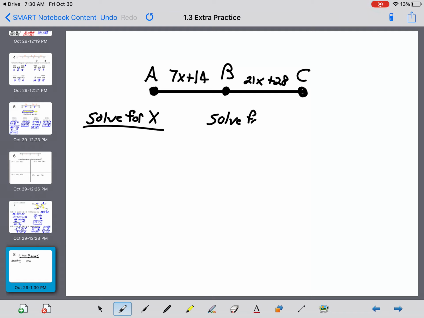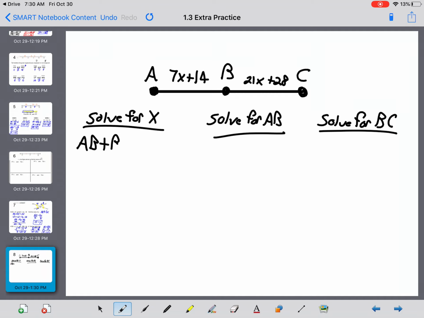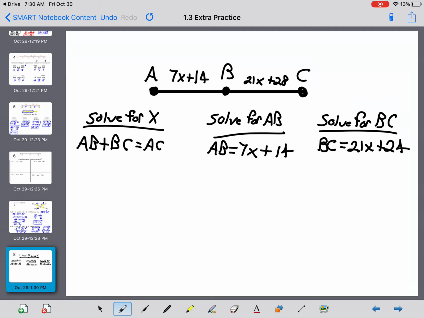Then you're going to solve for AB. Then you're going to solve for BC. Solve for x by doing AB plus BC equals AC. Solve for AB by plugging in for your x value. And solve for BC by plugging in for your x value. And the one bit of information you need is that AC is equal to 490. Okay, so that'll replace the previous question.